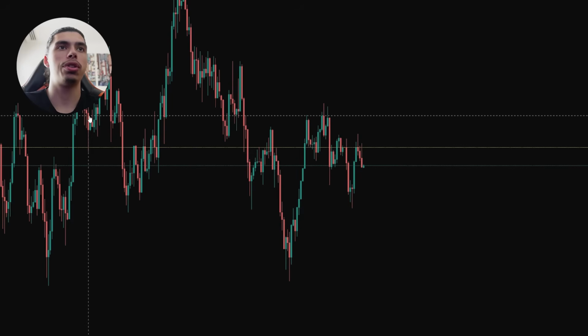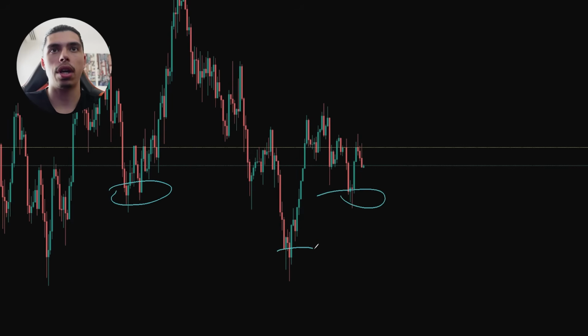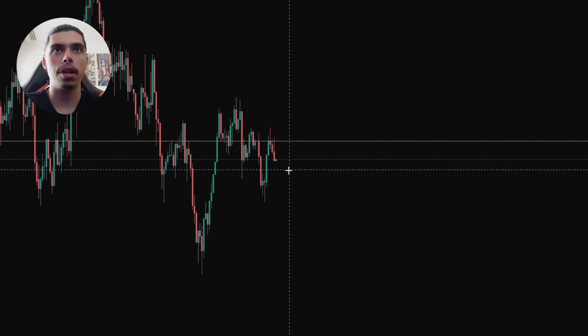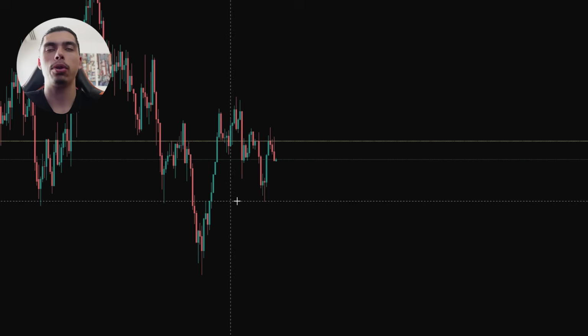Okay, so what are we going to be looking for? We're going to be looking for support. So essentially what you see here, these supports are going to be potential reversal zones, and so are these resistances. Now, to identify a support and resistance is extremely simple. You look at current price and you look at what is left, and you'll be able to identify.